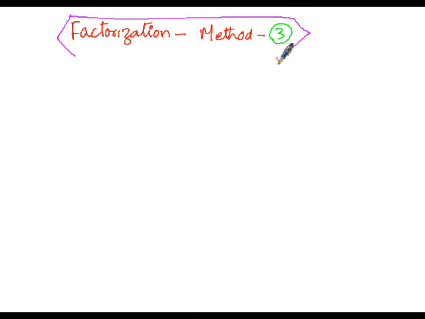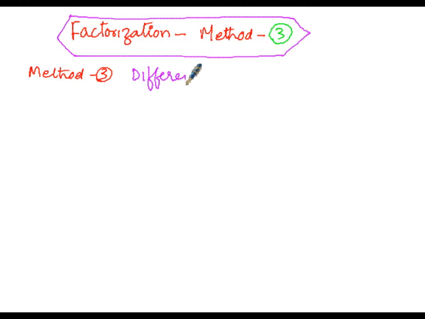In this method, or in other words, this method will be called the difference of two squares method. So here, method number 3 of factorizing the given expression or the given polynomial, that is, the difference of two squares method.